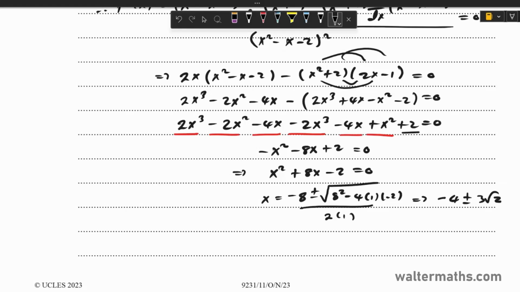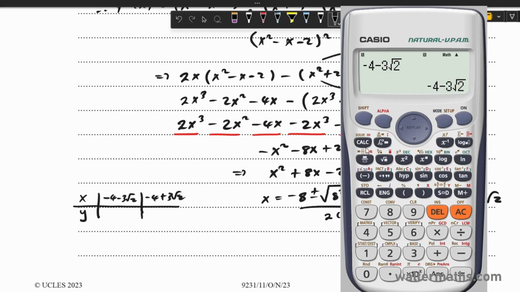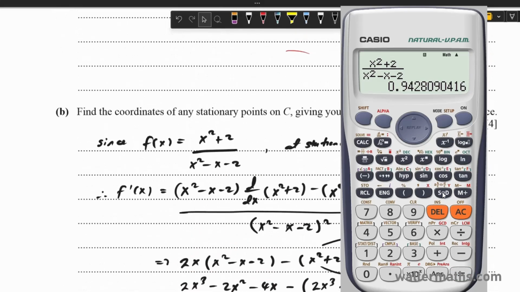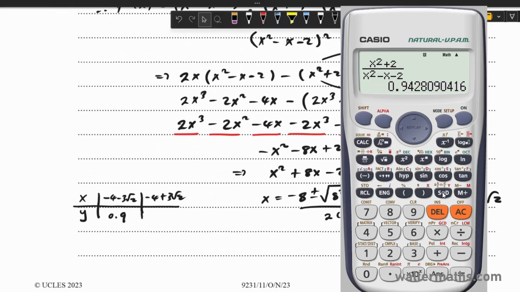For these values we have gotten, we're going to have a little table of values, x, y. So we have minus 4 minus 3 root 2 and minus 4 plus 3 root 2. So we are going to substitute them into the original function, and when we do, we will get y coming out as 0.9, and that is to 1 decimal place as they want here. And when we substitute minus 4 plus 3 root 2 for x into the function, we get minus 0.9.